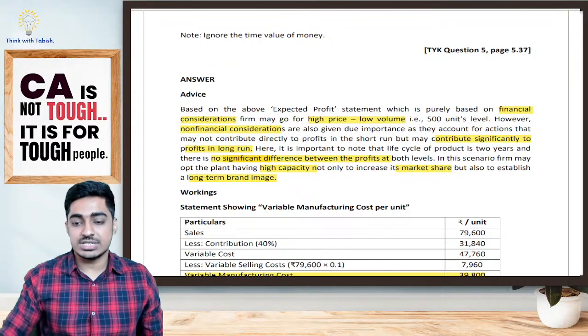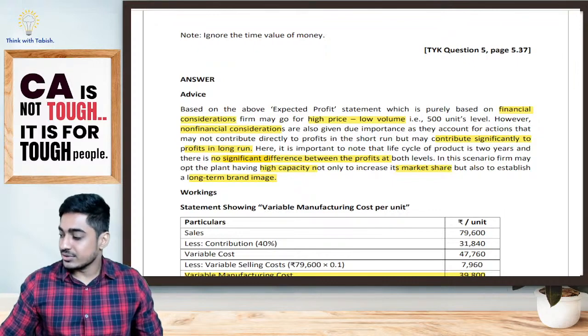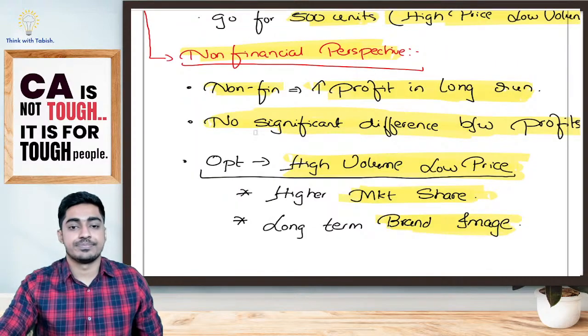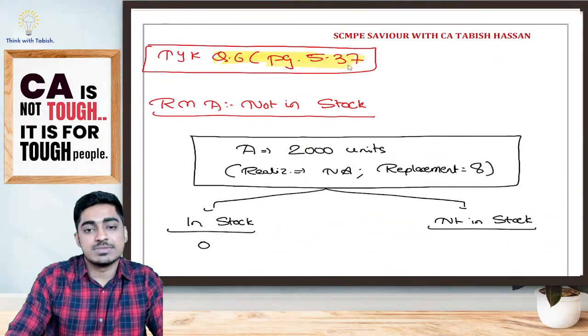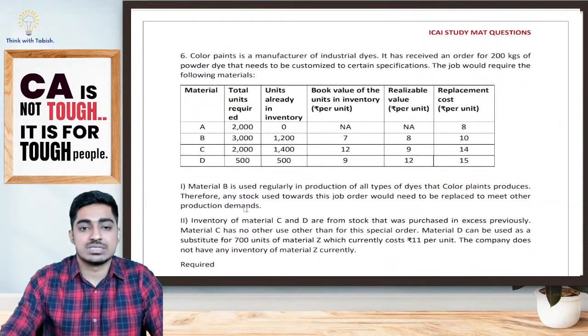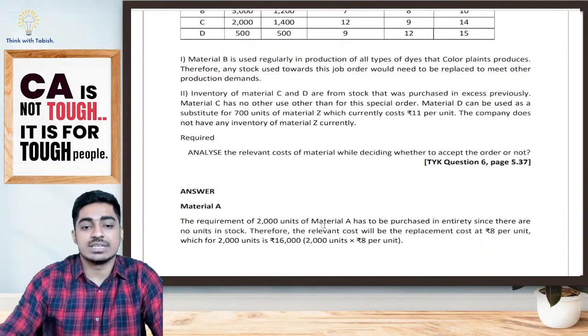Is it clear, students? Any doubt in this question? Should we continue? Yes. Now, the next question we'll be solving. It is Test Your Knowledge question number 6, page 5.37. Test Your Knowledge question number 6 that we have. What is required? Look at this.